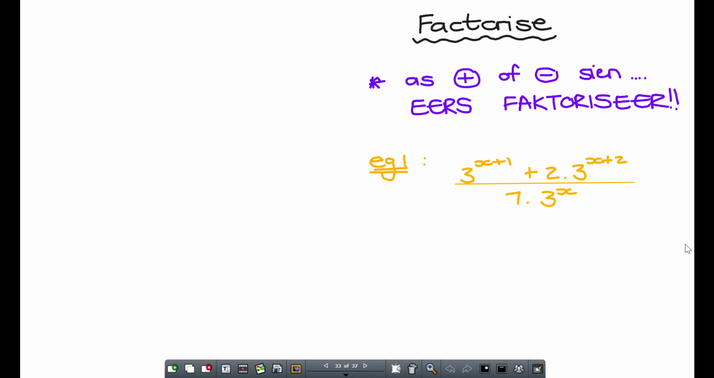Skryf maar gou eers 'n stuk. Ek sien almal van julle skryf nou en ek wil hê julle moet lekker kan fokus hier. Okay, sal ek klaar skryf? Goed, kom ons kyk gou.